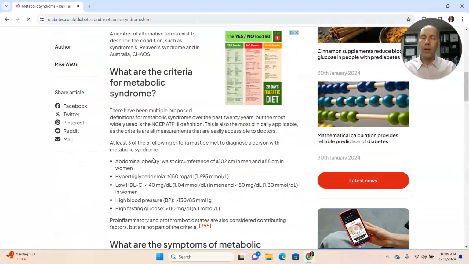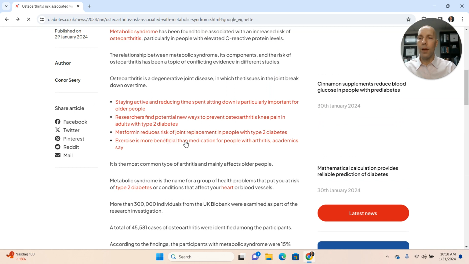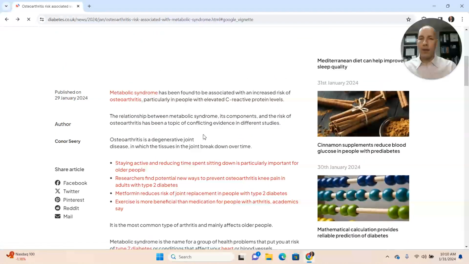So there's 5 criteria, and you have to have at least 3 out of these 5 criteria to be considered to have metabolic syndrome. So abdominal obesity, increased triglycerides over 150, low HDL cholesterol less than 40, high blood pressure, and then also high fasting glucose. So if you have 3 out of those 5, then you meet the criteria for metabolic syndrome, which puts you at an increased risk for having type 2 diabetes. So that's what metabolic syndrome is.